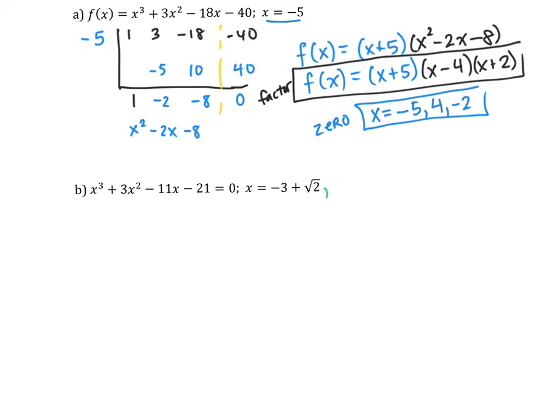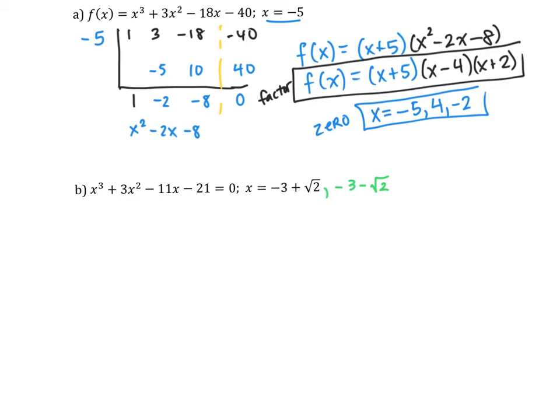So if -3 plus √2 is an answer, it is true that -3 minus √2 is also an answer. And if you think about it, if you solve by completing the square or something like that, we always do a plus or minus on the radical. So I actually have 2 of the zeros. I just need to find the third zero.